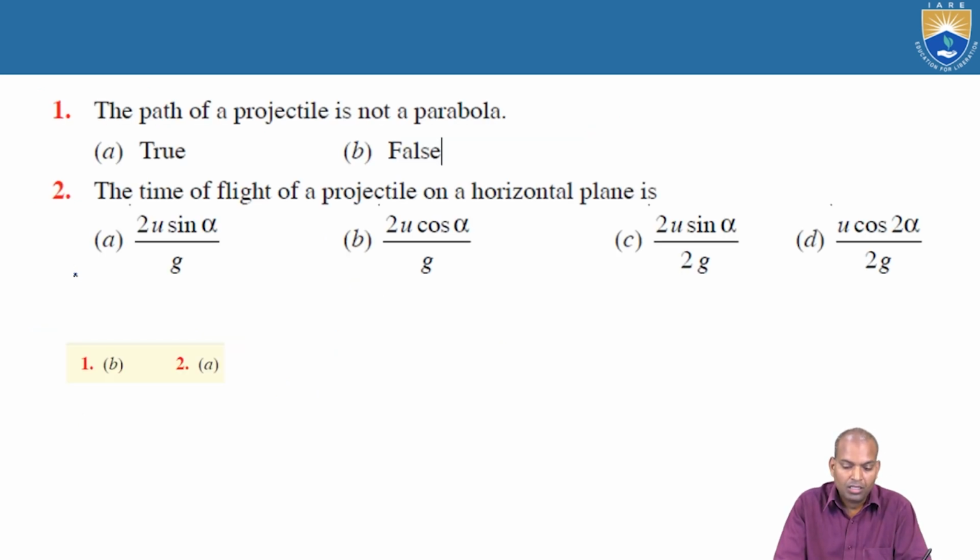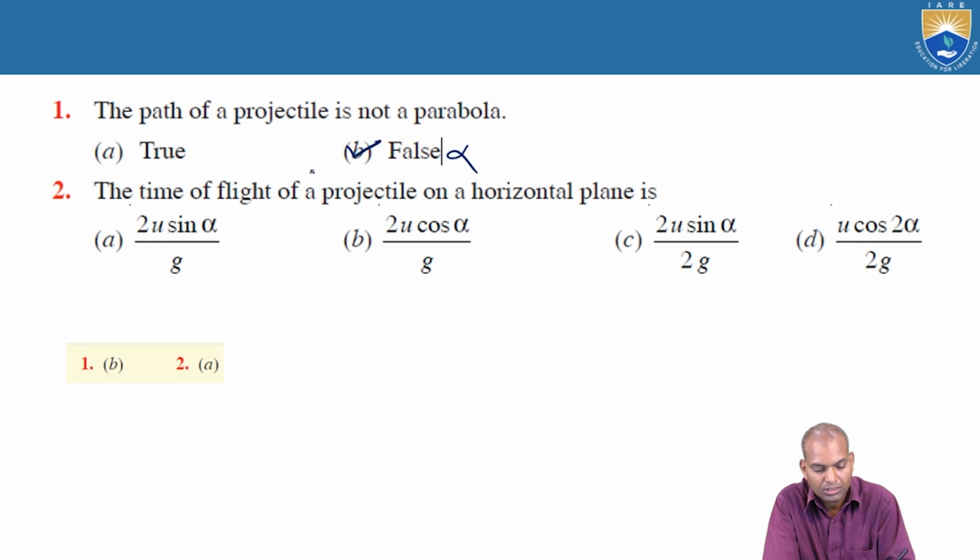Okay. Now let us solve. We are going to go for short questions so that you can understand better. The path of a projectile is not a parabola. So answer A or B? The path of a projectile is a parabola or not? It's a parabola. The path of a projectile is a parabola. Here it is saying it is not a parabola. The given condition is false. So B is correct.